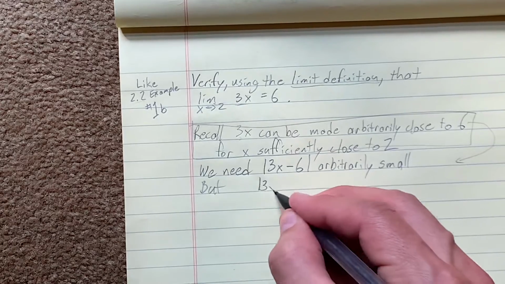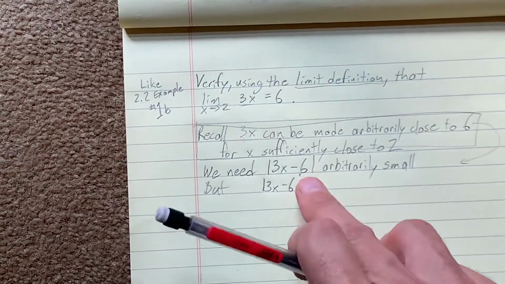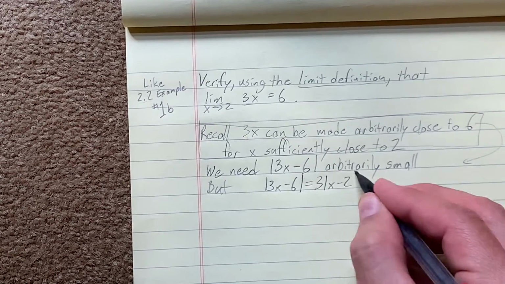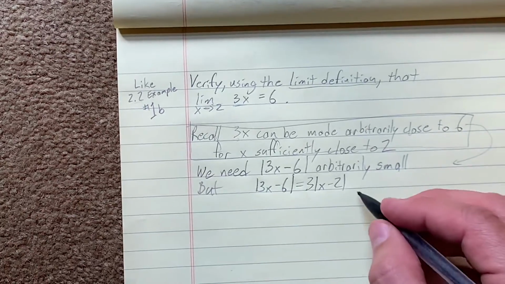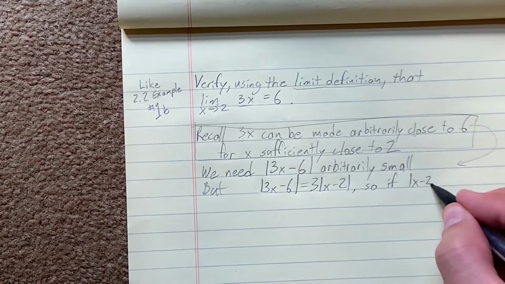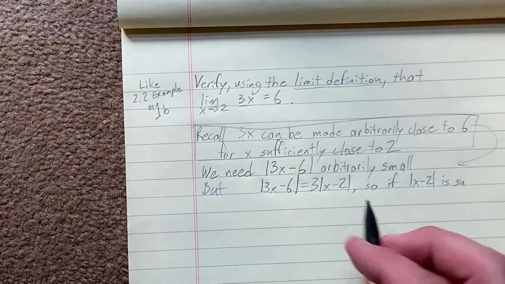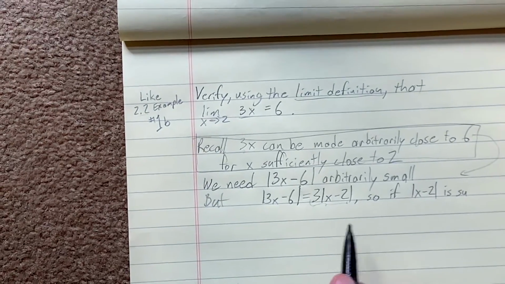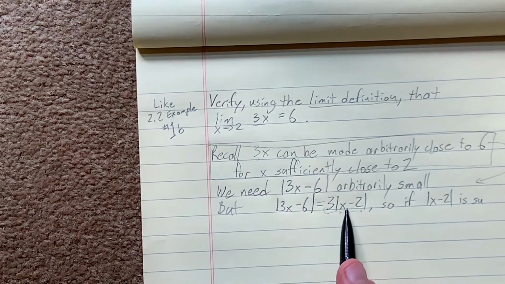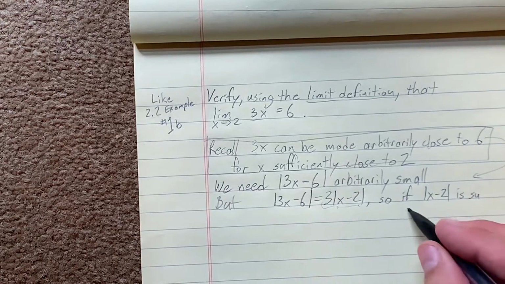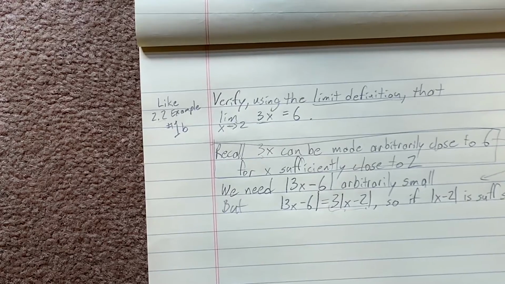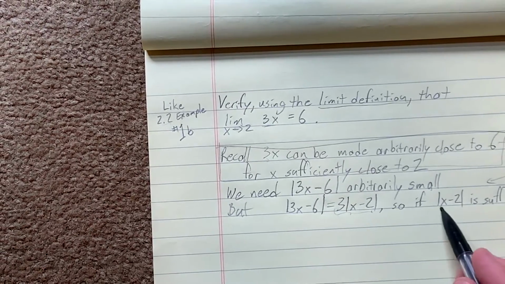But 3x minus 6, right? Can you see that that's really just 3 times x minus 2? So if x minus 2 is sufficiently small, hey, you need this thing less than 1/10? You can make this, oh, I don't know, 100th. 3 times 100th is less than 1/10. So if x minus 2 is sufficiently small, what does that mean? Well, what's x minus 2?